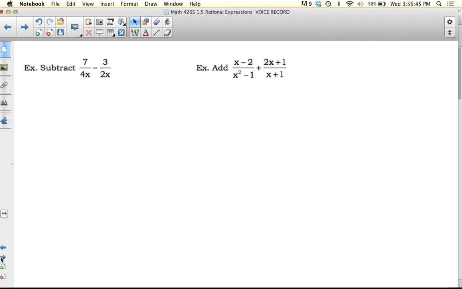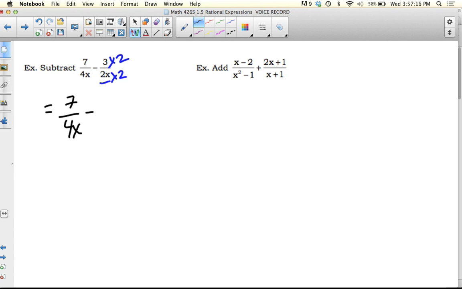So let's have a look at this one here. 7 over 4x minus 3 over 2x. Does 2x fit into 4x? Okay, is there any way I can just multiply that by anything to get the same common denominator, and that would be 2. If I multiply that second denominator by 2, I'll get the same common denominator of 4x. So I have to also multiply the top by 2, and we get 7 over 4x minus, same thing over 4x, and 3 times 2 is 6.